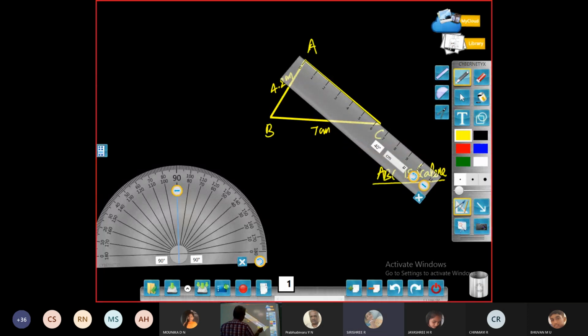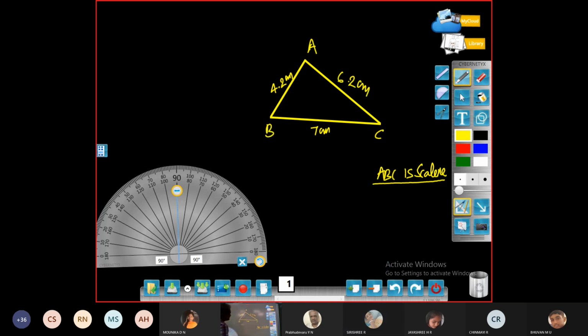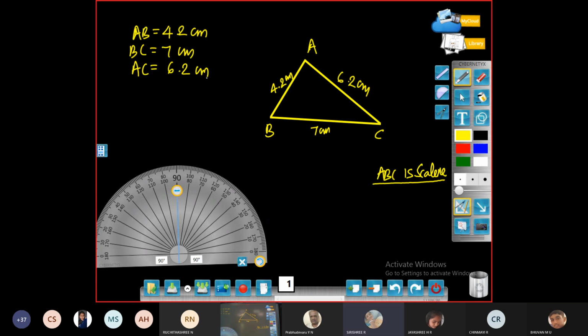AC is almost 6.2 centimeter. Now we have measured the sides. So now we will write AB is equal to 4.2 centimeter, BC is equal to 7 centimeter, AC is equal to 6.2 centimeter. Okay. So we are seeing that all the sides are of different length.